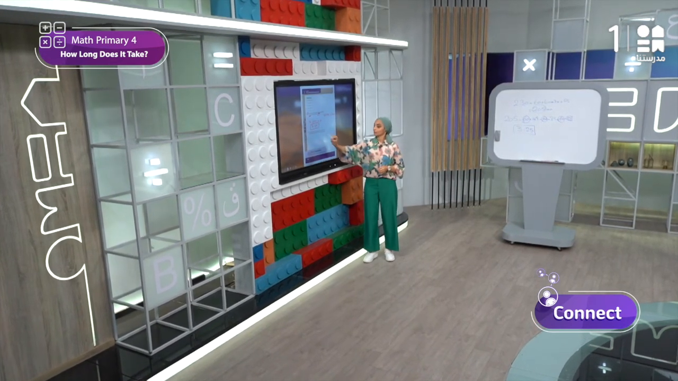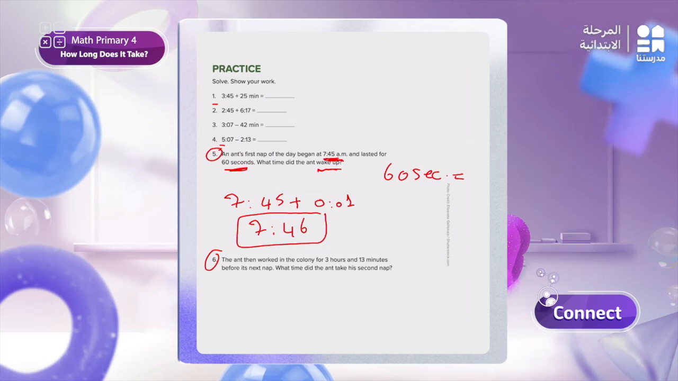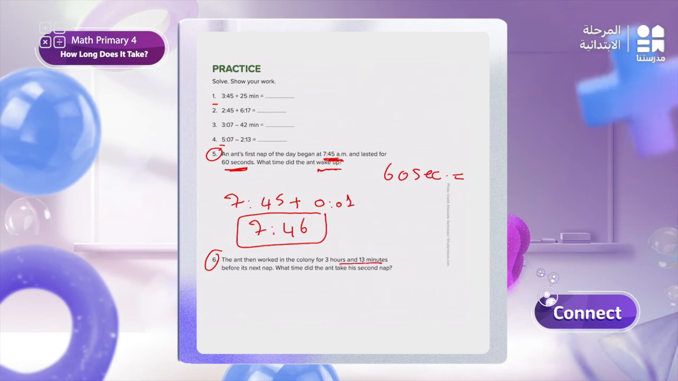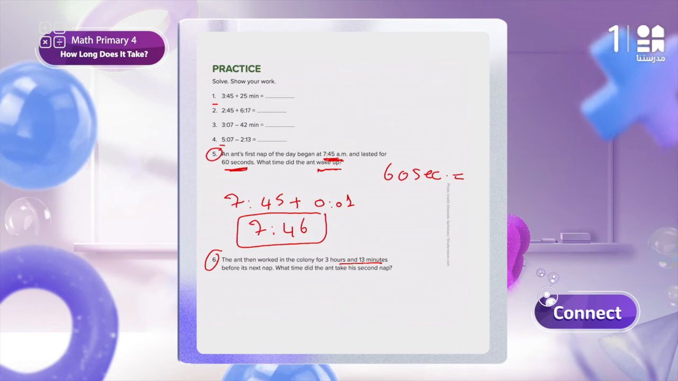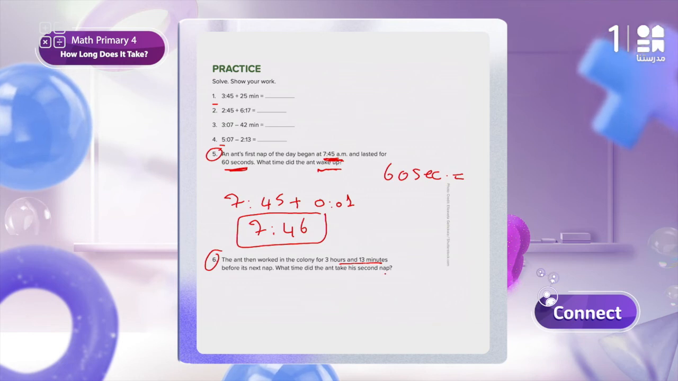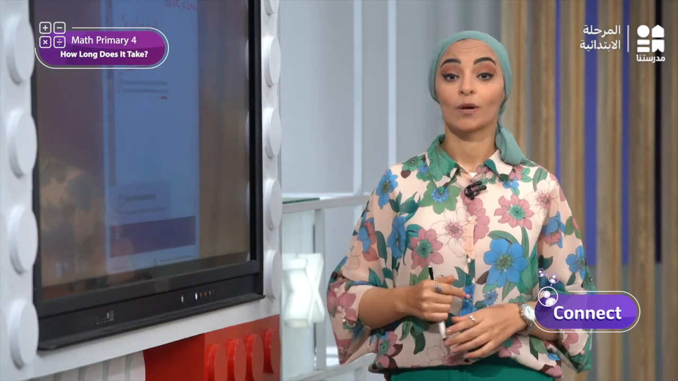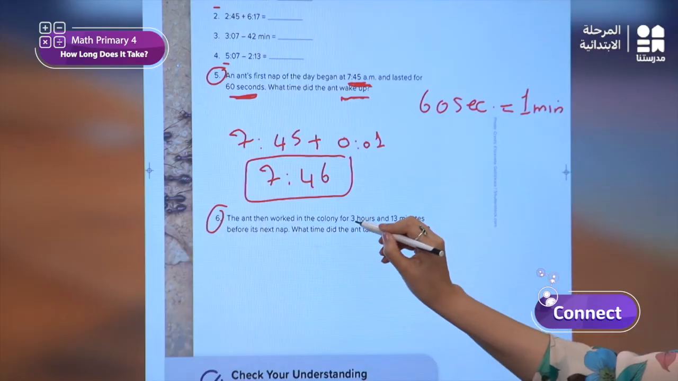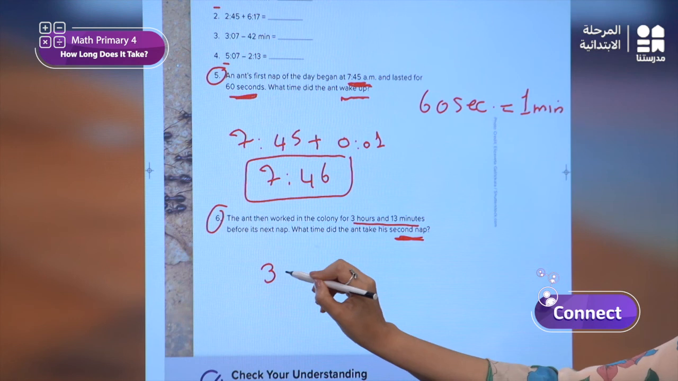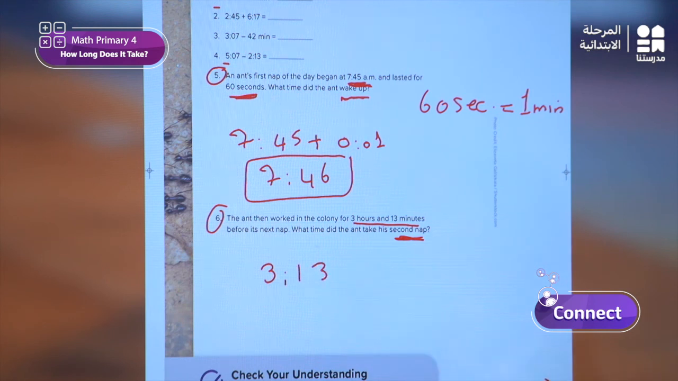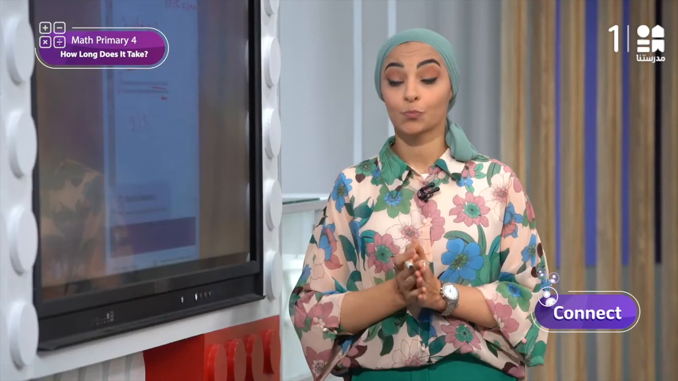Problem number 6, here's problem number 6. What does it tell me? It says the ant then worked in the colony for 3 hours and 13 minutes before its next nap. What is the question? The question asks what time did the ant take its second nap? When does she take the second nap? What will I do? Yes, I will add 3 hours 13 minutes to the sum of the last problem.